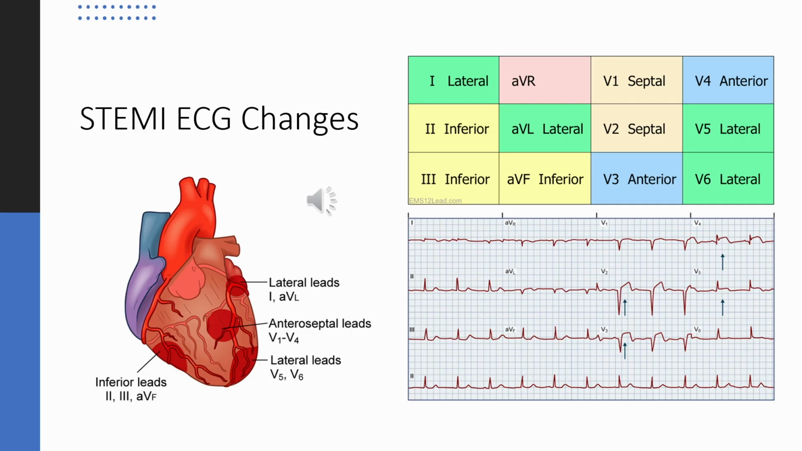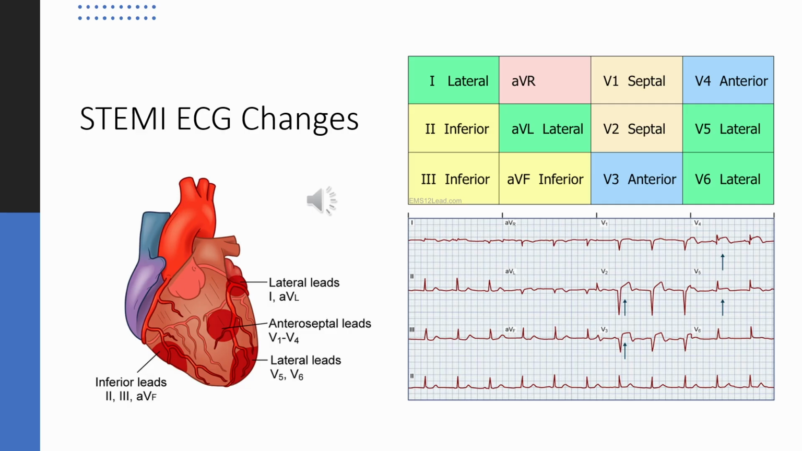So if we have an anterior MI, which is again that left anterior descending artery occlusion, we're going to see this evidenced in leads V1 through V4. An inferior wall MI, which is due to a right coronary artery occlusion, we're going to see ST elevation in leads 2, 3, and AVF.